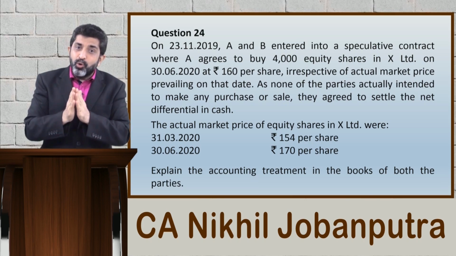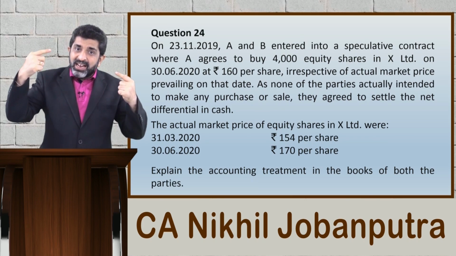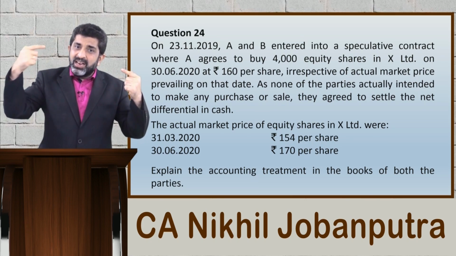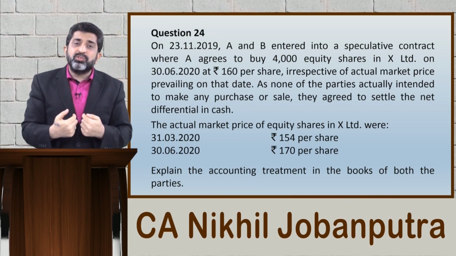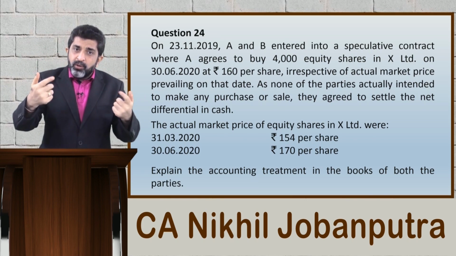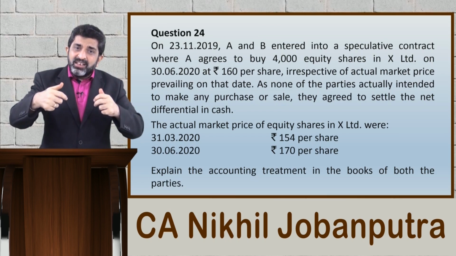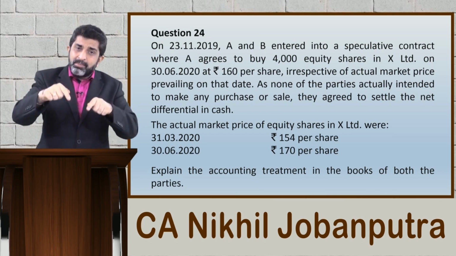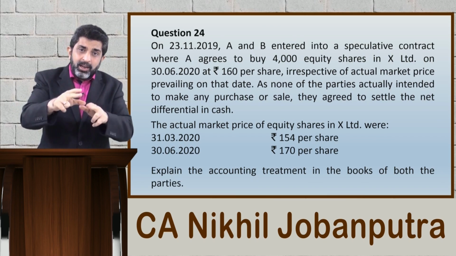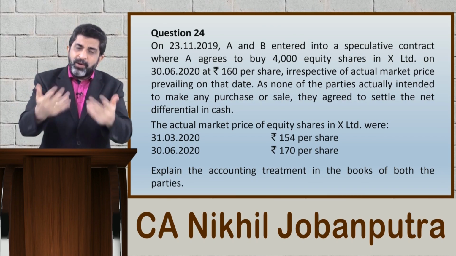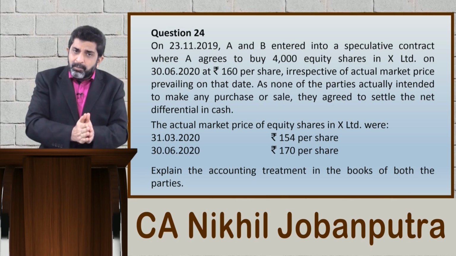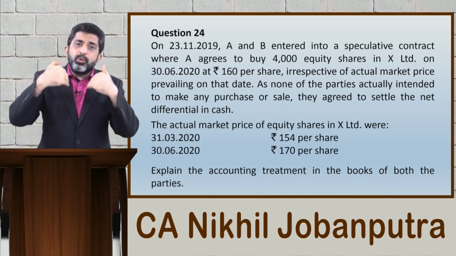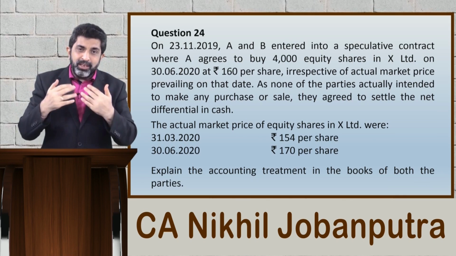So friends, don't forget, the previously recognized derivative asset and derivative liability in the books of both of us will be squared off, and a financial asset and financial liability in the form of derivative asset and derivative liability will again be recognized on the settlement date, that is 30th June, and finally the settlement would take place when you will pay rupees 40,000 to me.